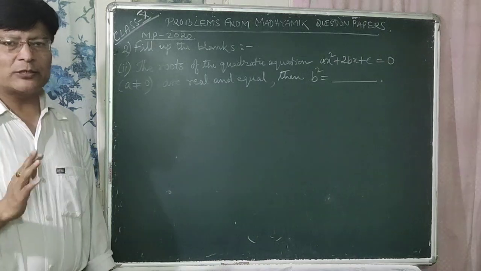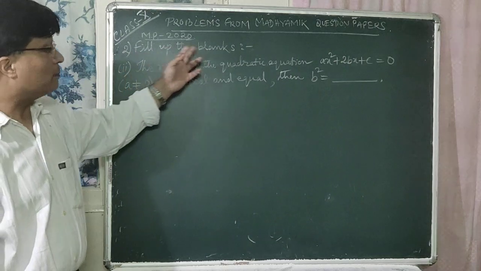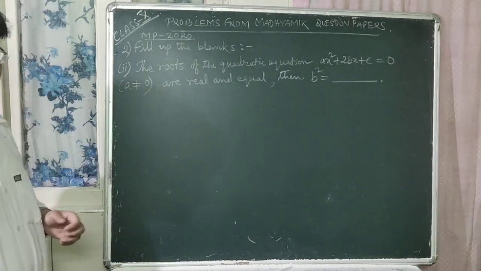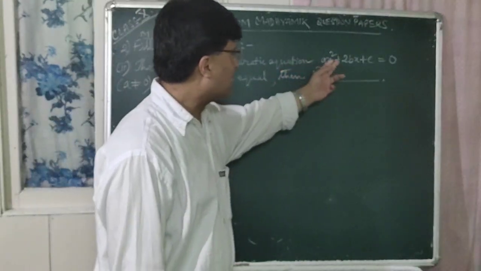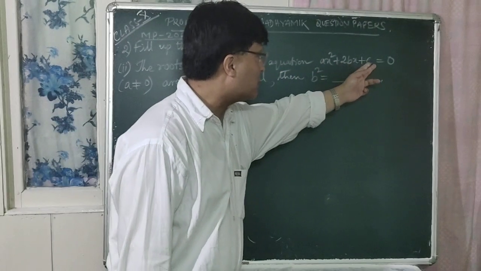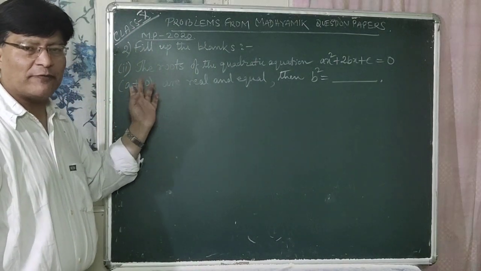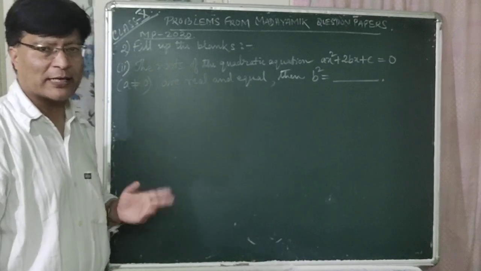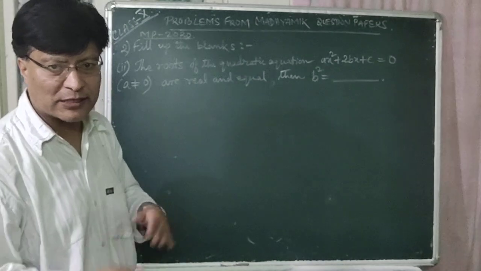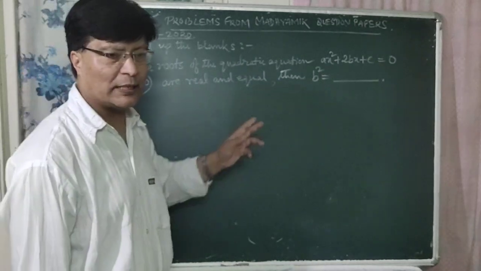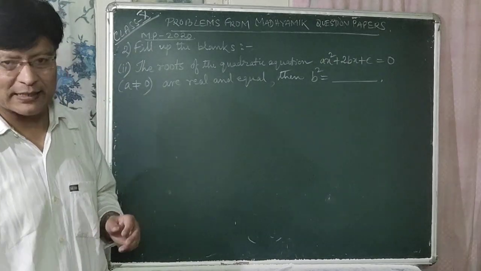So now let's do a question from Madhyamik 2020. This is also fill in the blanks. That is question number 2. The roots of the quadratic equation ax square plus 2bx plus c is equal to 0, where a is not equal to 0, because if a is equal to 0, this will not be a quadratic equation. That's why it's given a not equal to 0. Are real and equal. Real means defined and should be equal. Then b square is equal to what? You have to fill in the blank.